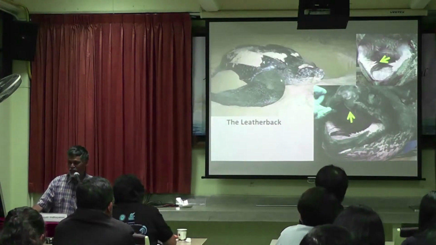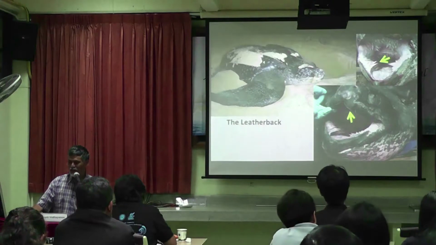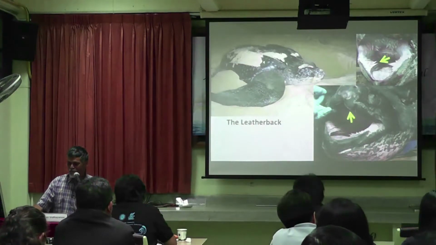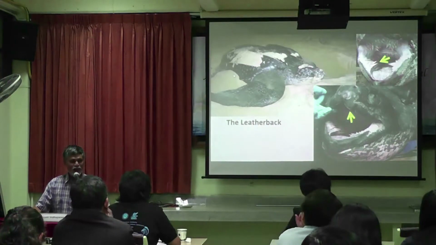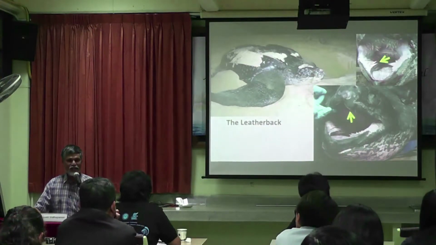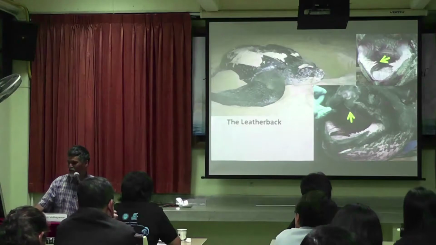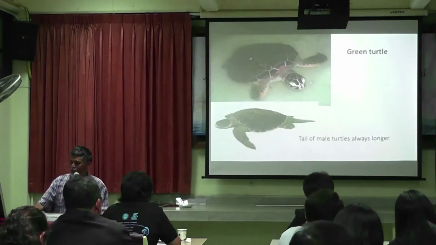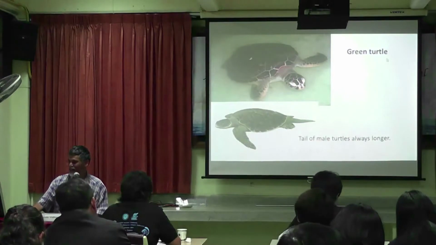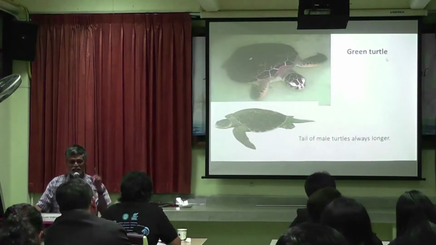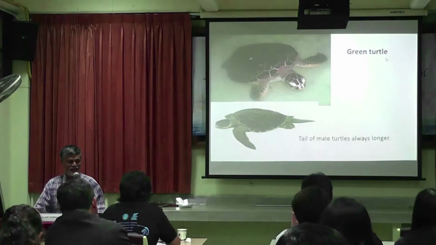So nobody eats it, but it is always entangled in fishing nets. The main threat for consumption is their eggs. They're so big, like a tennis ball, and very expensive right now. The green turtle also, even though it's not green in color but white, has the name green turtle. It's the number one taste.